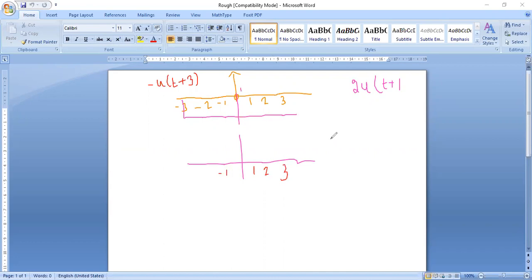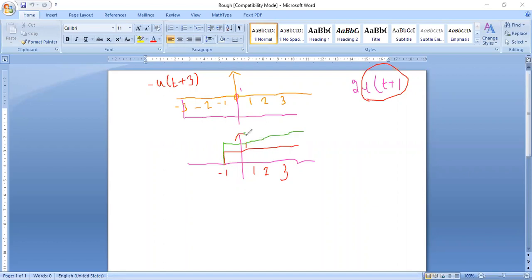Since it is u of t plus 1, first let me draw u of t plus 1. So I should draw at -1. Now my amplitude is 1. But my question is not just u of t plus 1. My question is 2 into u of t plus 1. So I will modify in the same diagram using a different color. I will just increase the amplitude to 2.